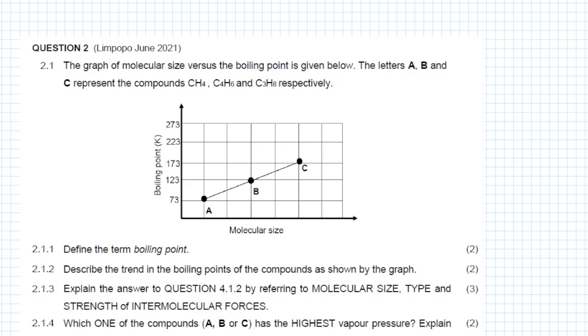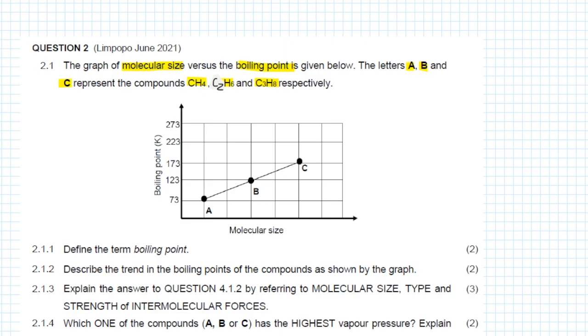So question 2.1 says the graph of molecular size versus the boiling point is given below. The letters A, B, and C represent the compounds CH4, C4H6, and C3H8 respectively. Oops, I have noticed a mistake. The one in the middle should actually be C2, so it's C2H6, not C4H6.